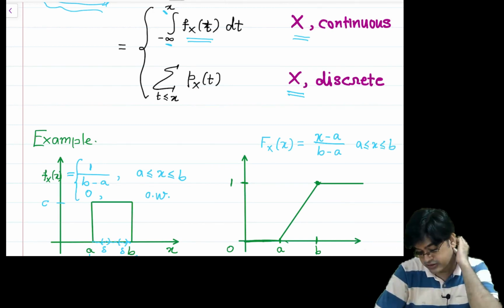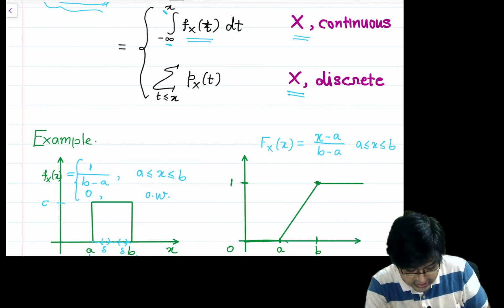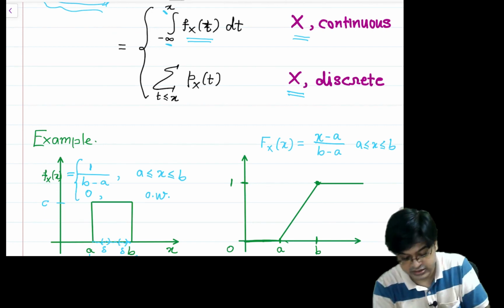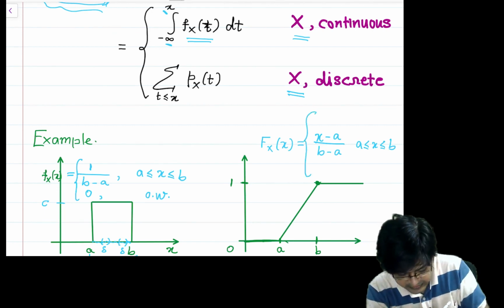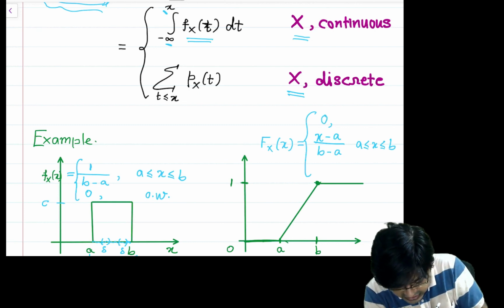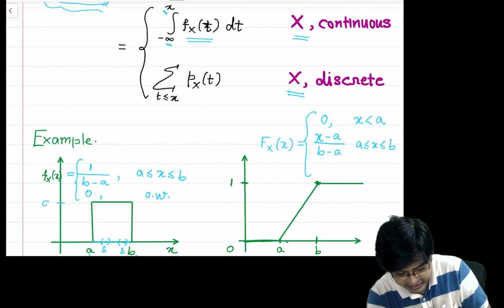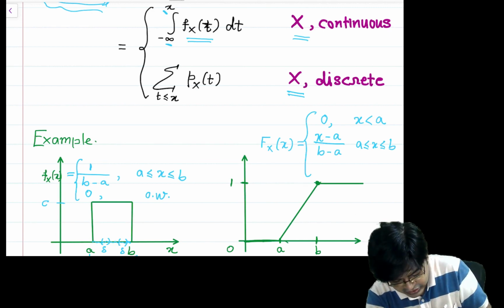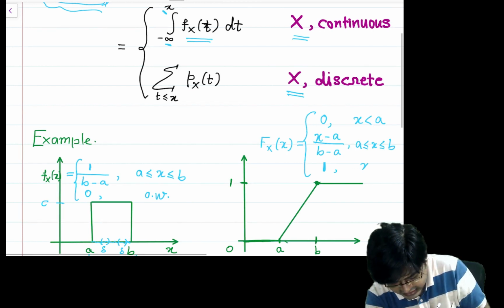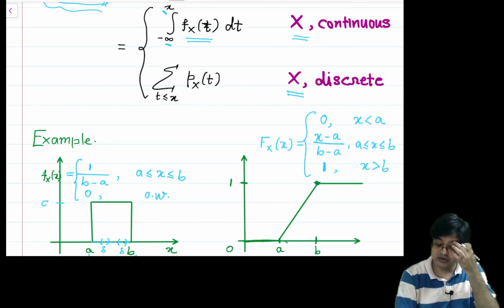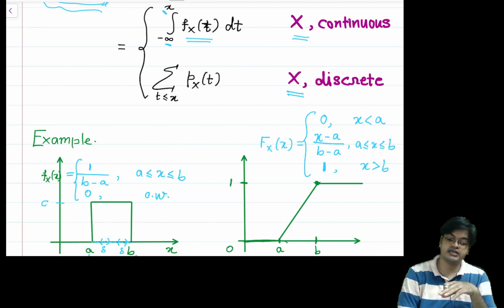Is that enough? No, because this F_X(x) should be defined for all x. So I need to give a partition of this, and this is 0 before it starts with a. So for x less than a, this is equal to 0. At x equal to b, if you put (b minus a) by (b minus a), it is 1, right? And after that it should remain 1. That means for x greater than b, this should be the value of this integral. This is a complete description of the cumulative distribution function.